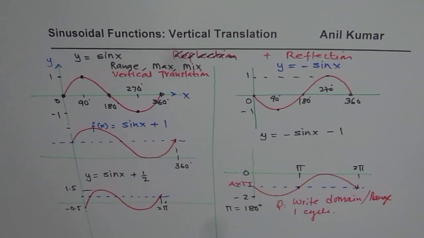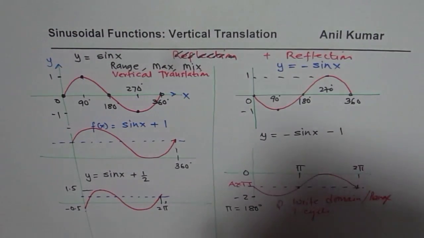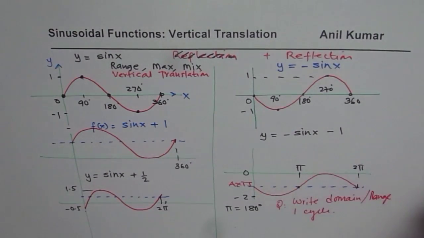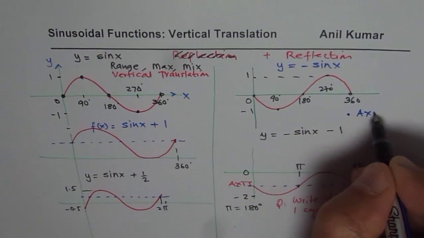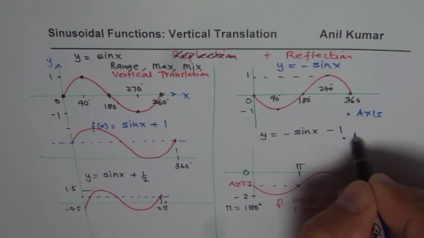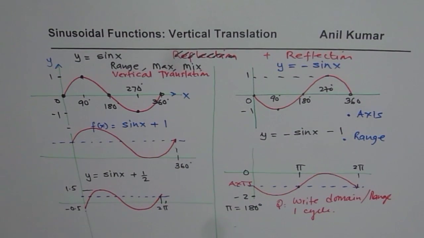So two things change here whenever we do vertical translations, and those two things are, let me insert somewhere here: one is axis, right? And the other thing is range. So these are very critical points to understand, and they will help you to answer multiple choice questions, and we have a whole lot of them.